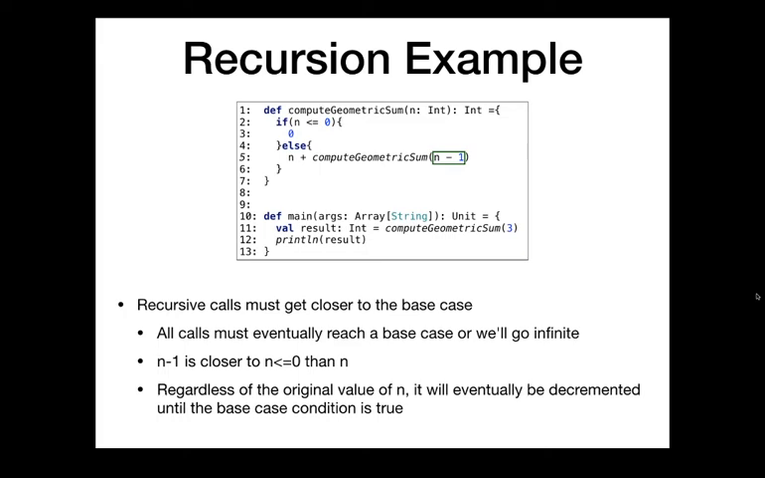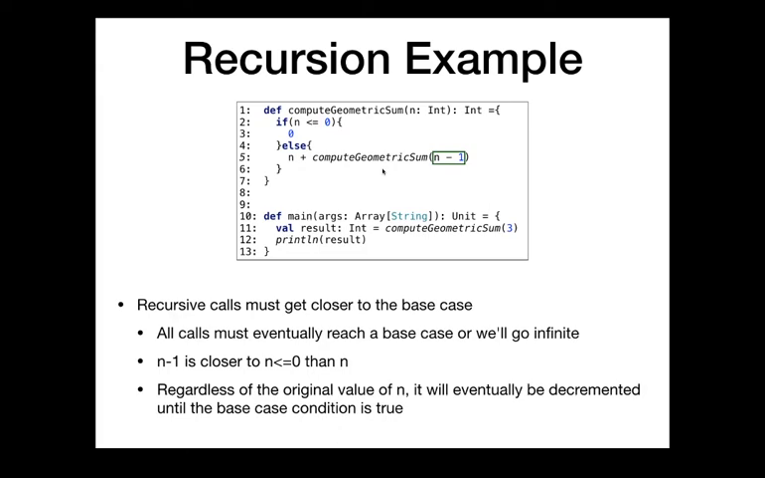I always have to get closer to that base case. And when I say closer, I mean if I follow the chain of recursive calls, compute geometric sum of n minus 1, if that hits the recursive case, it's going to call compute geometric sum of n minus 2, then n minus 3, n minus 4. It's going to eventually hit the base case. Any recursive call has to eventually hit one of the base cases. We only have one here, that base case, but it has to hit a base case eventually.